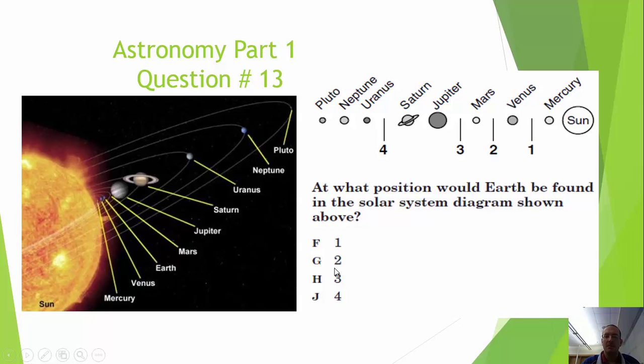That sounds pretty good. Would it be H, which is 3, between Mars and Jupiter? There's actually something else already there. It's called the asteroid belt. Hypothetically, all these asteroids are considered a possible planet that never actually condensed together to form another planet. Or would it be J, which is number 4, which would be out here between Saturn and Uranus.